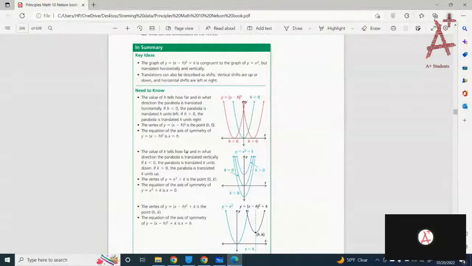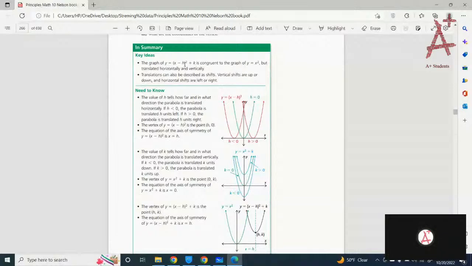Okay, the value of h tells how far and in what direction the parabola is translated horizontally. If h is less than 0, the parabola is translated h units left. If h is greater than 0, the parabola is translated h units right. Now we are discussing this equation. Got it? If h is less than 0, the parabola is translated h units left, and if it is greater than 0, the parabola is translated h units right.